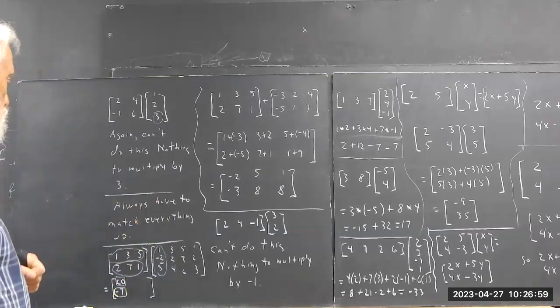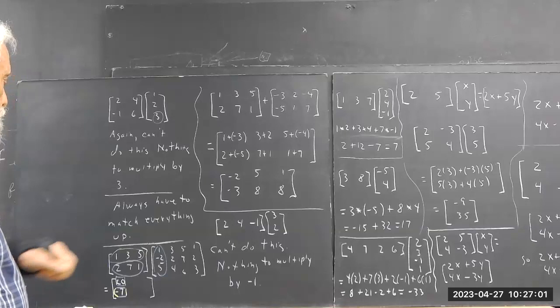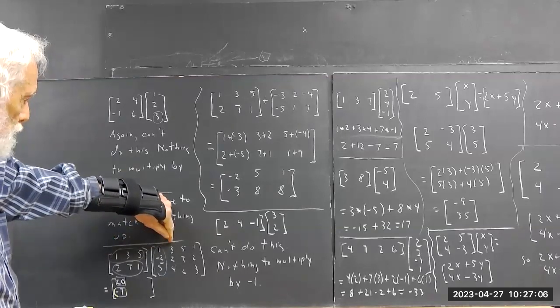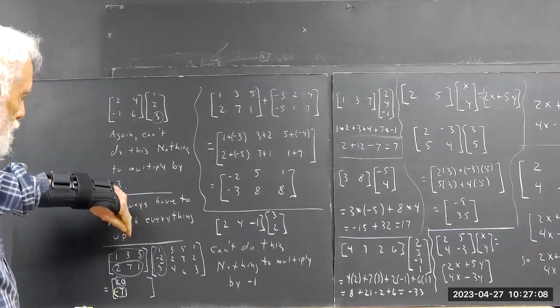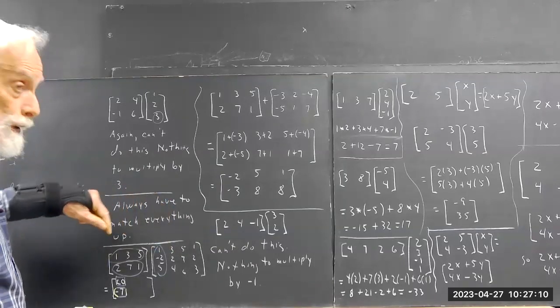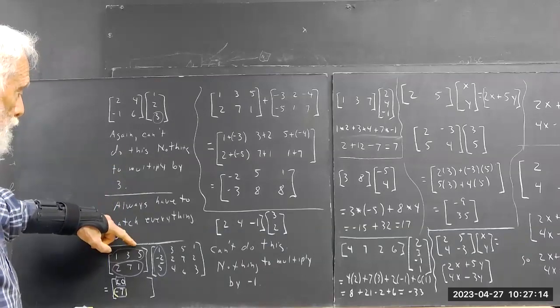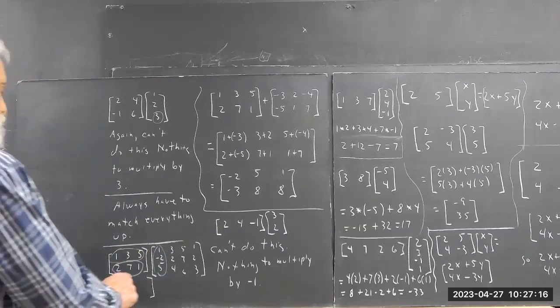Okay, let's see. First row times the second column. I thought it said 27. That's 1 times 3, which is 3. And 3 times 2, which is 6. So 3 and 6 adds up to 9. And then 5 times 4, which is 20, should be 29.